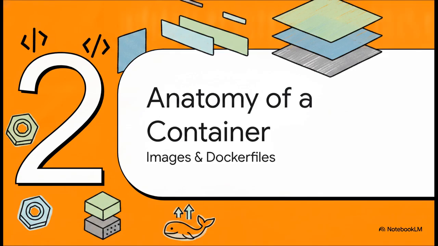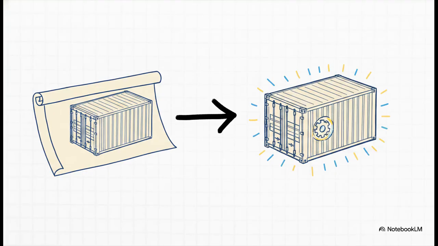Moving right along to part 2, anatomy of a container. Let's talk about images and Dockerfiles. Now that we know why they're so insanely fast and efficient, let's explore how they're actually built from scratch. And the absolutely crucial point here is to never ever confuse these two terms, the image and the container. An image is your immutable package blueprint. It just sits there perfectly still in a registry. A container, on the other hand, is the live executing process that is actually spun up from that blueprint. Think of the image as the architectural blueprints for a house, and the container as the actual physical house that you can walk inside and live in.